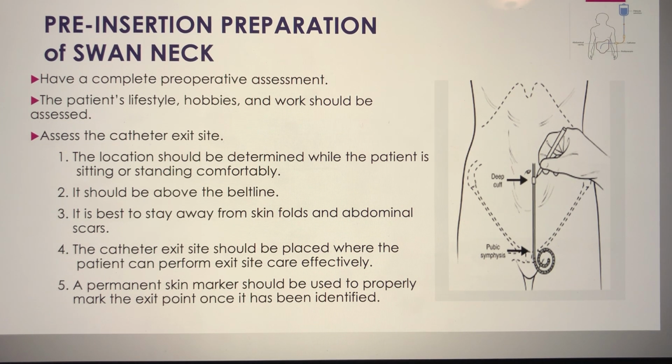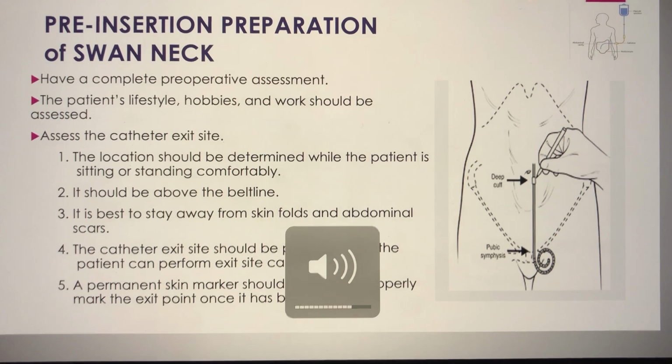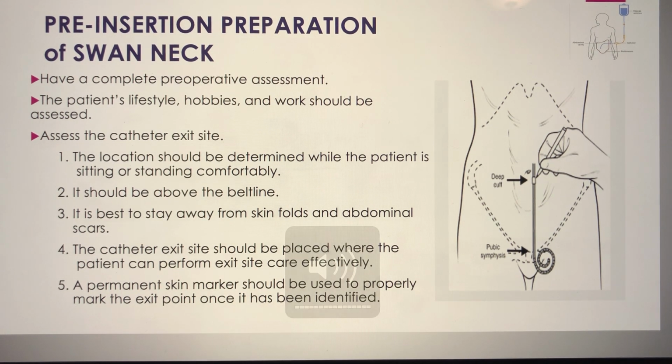It should be above the belt line. It is best to stay away from the skin folds and abdominal scars. Proper placement of the exit site is particularly important for obese individuals. It should be visible to the patient to perform daily exit site care and should not be buried under the panniculus, to prevent recurrent exit site infections. It is important that the tip of the catheter be in the deep pelvis. This ensures optimal hydraulic function of the catheter and minimizes the risk for omental entrapment.